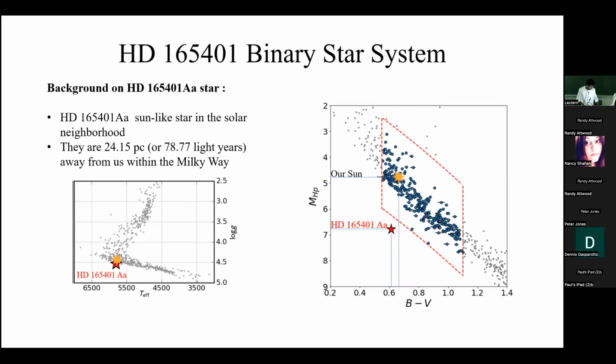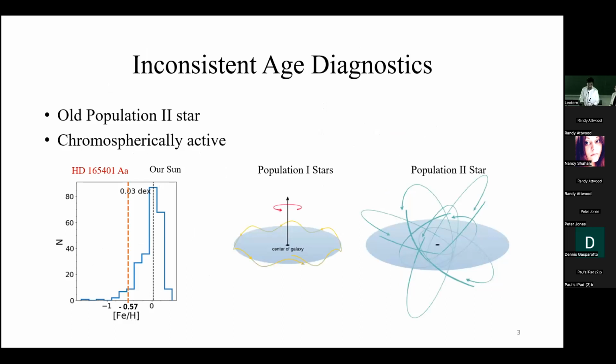Moving forward, we're going to be talking about a little bit of the age diagnostics. It is a population 2 star, meaning that it's older. This did not show up very well, but over here you can see the difference between population 1 and population 2 stars. Population 1 stars go with the direction of the galaxy, and they're very close to the actual disk itself, the plane. Population 2 stars have very elliptical kinematics, and they go all over the place, as you can see over there.